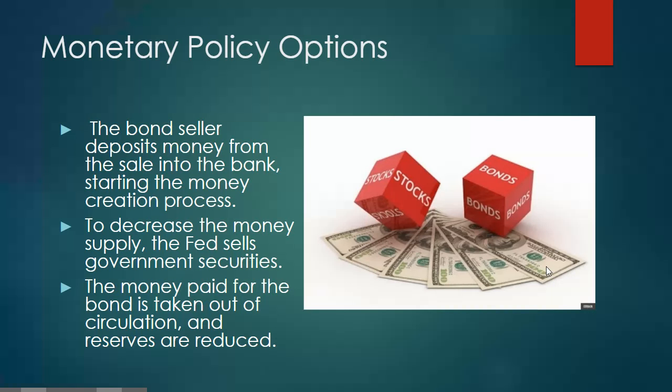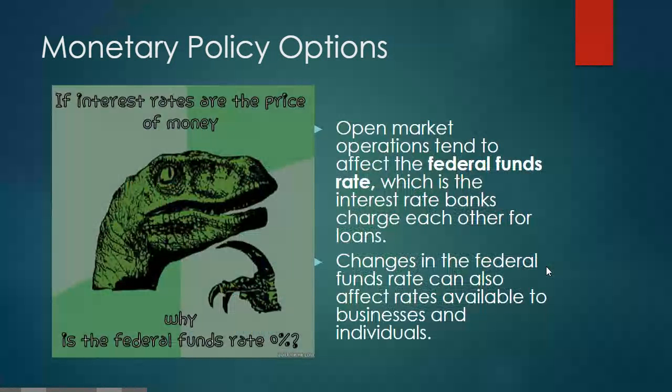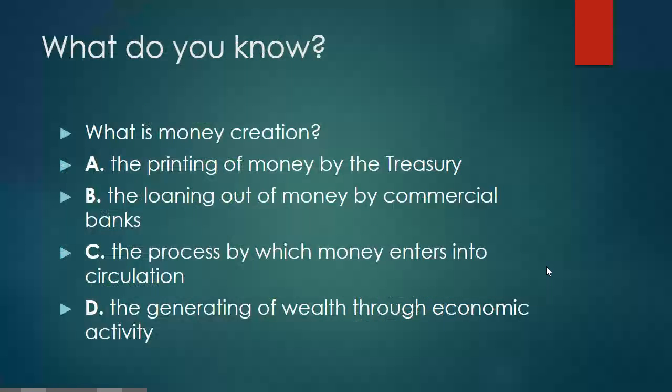To decrease the money supply, the Fed sells the securities. They sell the security, that money comes to the Fed, that's out of circulation. That's the easiest way to put money in and out of circulation. Open market operations tend to affect the federal funds rate, which is the interest rate banks charge each other for money. Changes in the federal funds rate can also affect rates available to businesses.